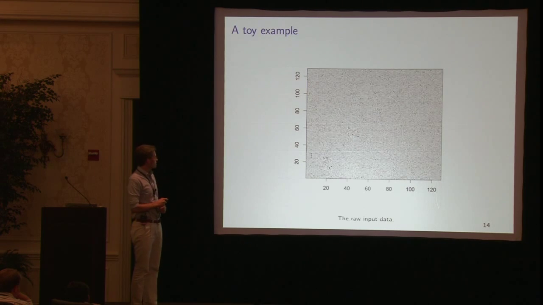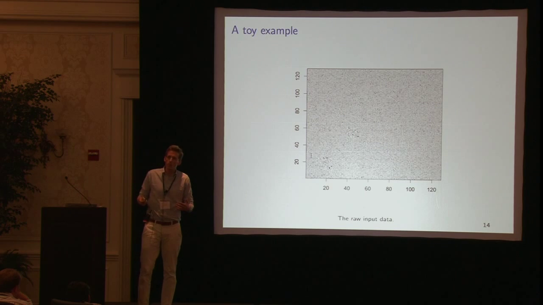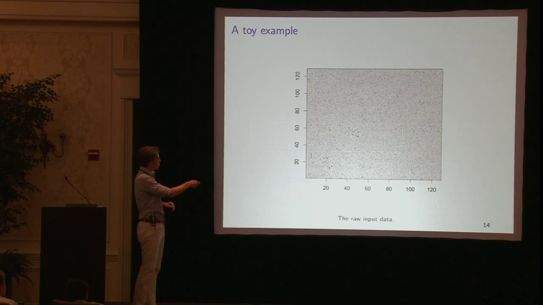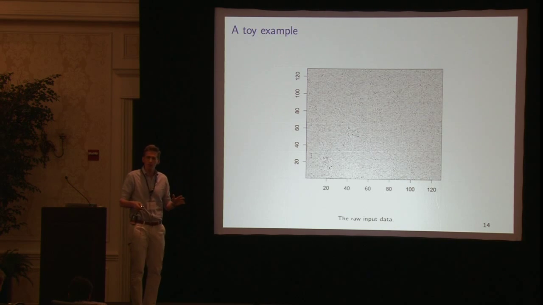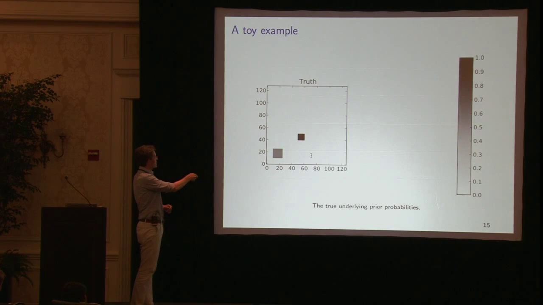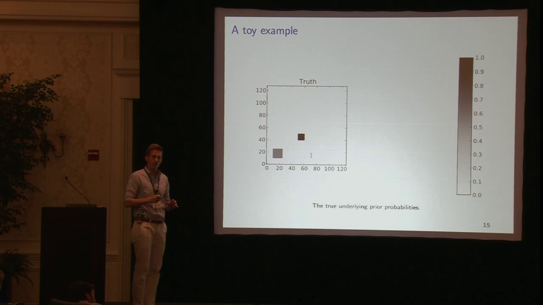Just to give you a toy example to show you that this works, here's a simple 128 by 128 two-dimensional grid graph, and if you squint, you can see that there's a region over here where there seem to be more significant z-scores, and another region over here. But it's not a monochromatic block. It's not a classic total variation denoising problem or something like that. That's the truth, and this is not the underlying true image. This is the underlying true field of prior log odds.